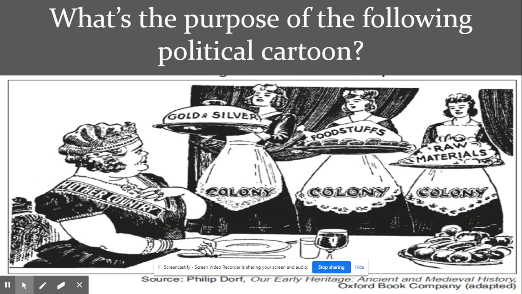If you'll notice, each of these servants, or these maids, they all have colony written on them, and each one of them holds something great that can be given in return: gold and silver, foodstuffs, raw materials. So if you've ever been to a dinner where someone serves you, imagine the colonies as servants to the mother country, which in our case is England.